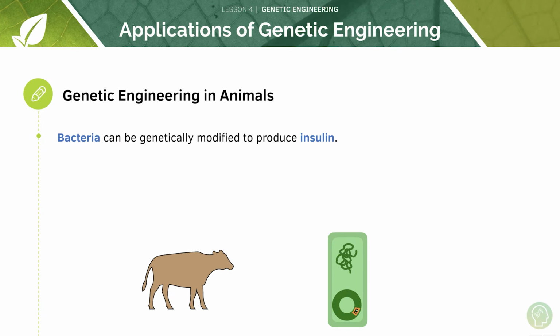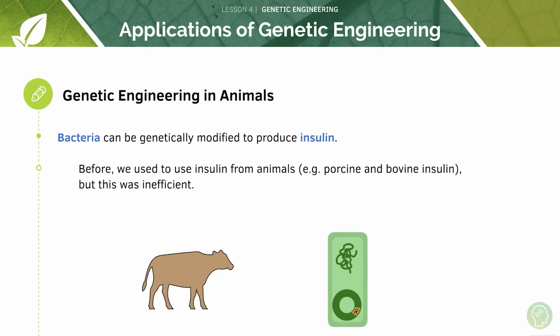Now, genetic engineering in animals. Bacteria can be genetically modified to produce insulin, as we've seen. But in the past, we used to use insulin from animals. But this was actually found to be inefficient. So therefore, bacteria have been engineered instead to produce insulin.